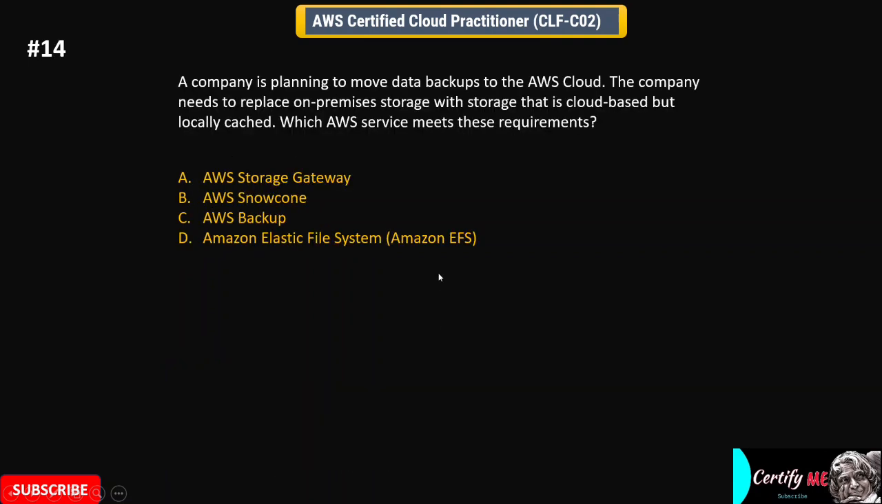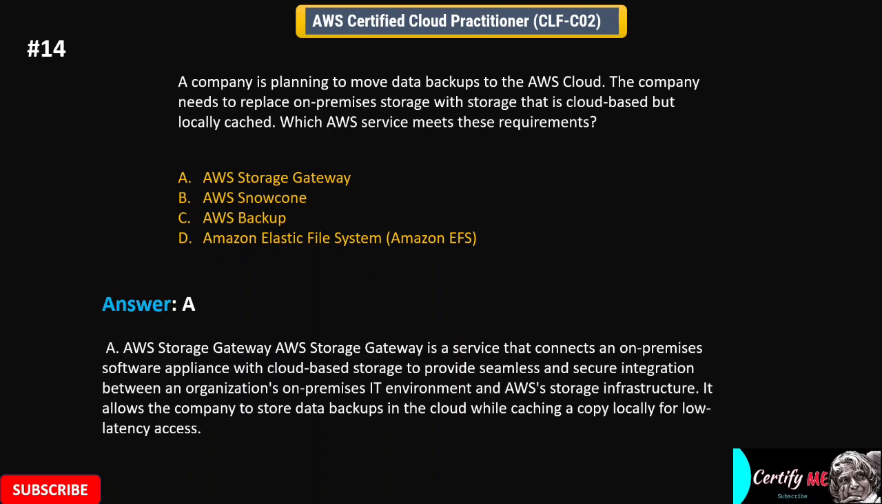Next question. A company is planning to move data backups to the AWS cloud. A company needs to replace on-premises storage with storage that is cloud-based but locally cached. Which AWS service meets these requirements? Option A. AWS Storage Gateway. Option B. AWS Snowcone. Option C. AWS Backup. Option D. Amazon Elastic File System. The correct answer is option A.